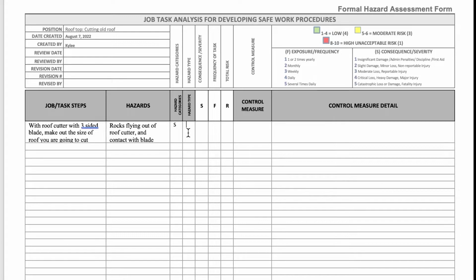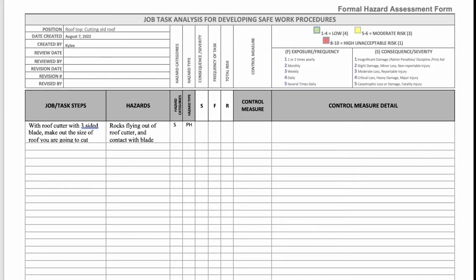And then for hazard type, again, is it physical, biological, chemical, or psychological? This type of hazard would most likely result in a physical injury. So, such as a rock hitting and flying at your eyes, or making contact and breaking the skin, resulting in a cut, bruise, injury, for example. So, again, that's a physical injury.